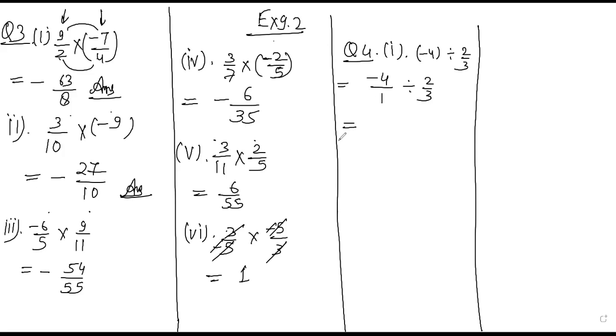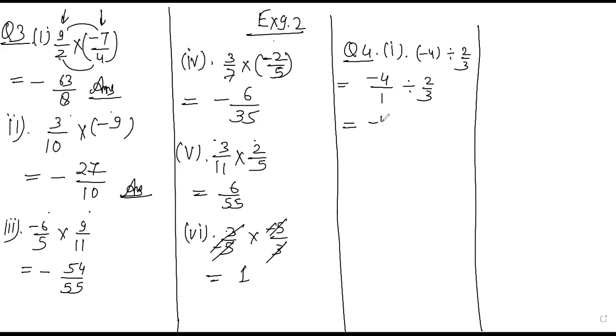अगर एक रेशनल नंबर आपका पॉजिटिव में है, एक रेशनल नंबर आपका नेगेटिव में है, तो मल्टीप्लिकेशन जब करोगे, डिवीजन करोगे, आंसर आपका किसमें आएगा? नेगेटिव में. ओके ओके.